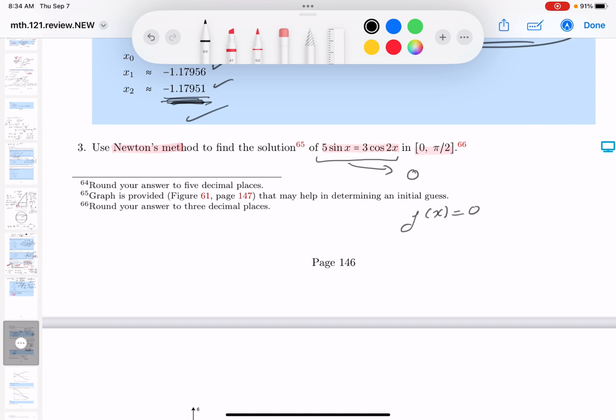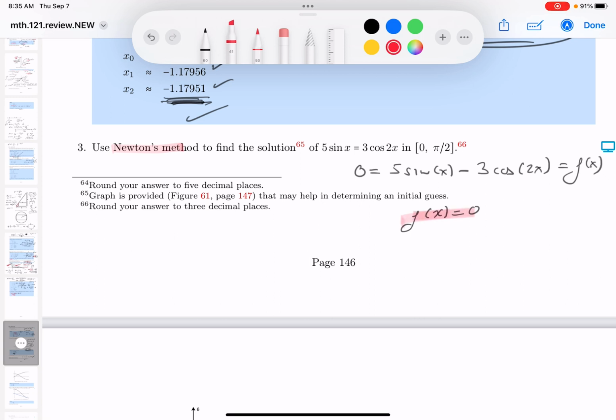I'm going to say 0 equals 5 sine x minus 3 cosine of 2x. Let's see if I did that right. Yeah, I subtracted 3 cosine 2x from both sides. So really what I'm looking to do is get the 0 of this function over here.